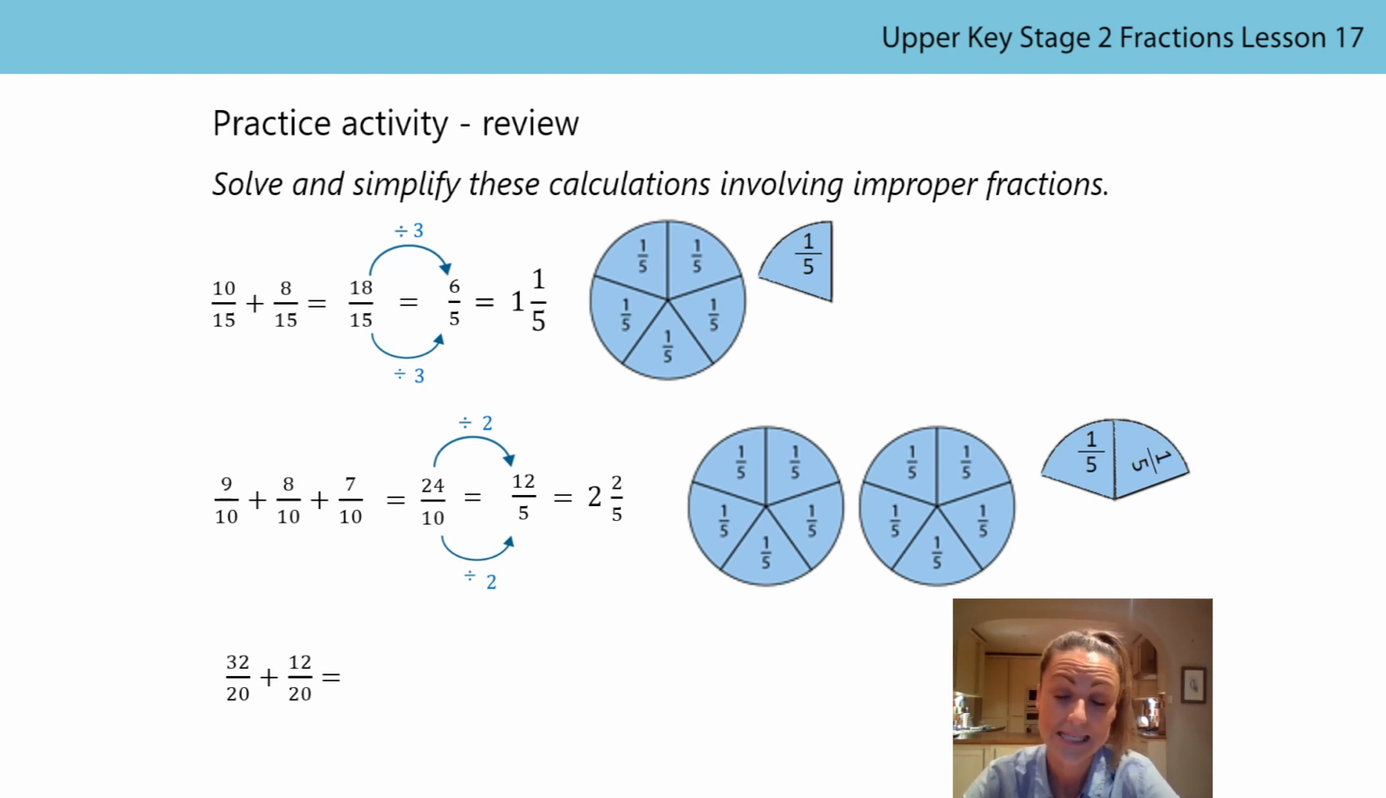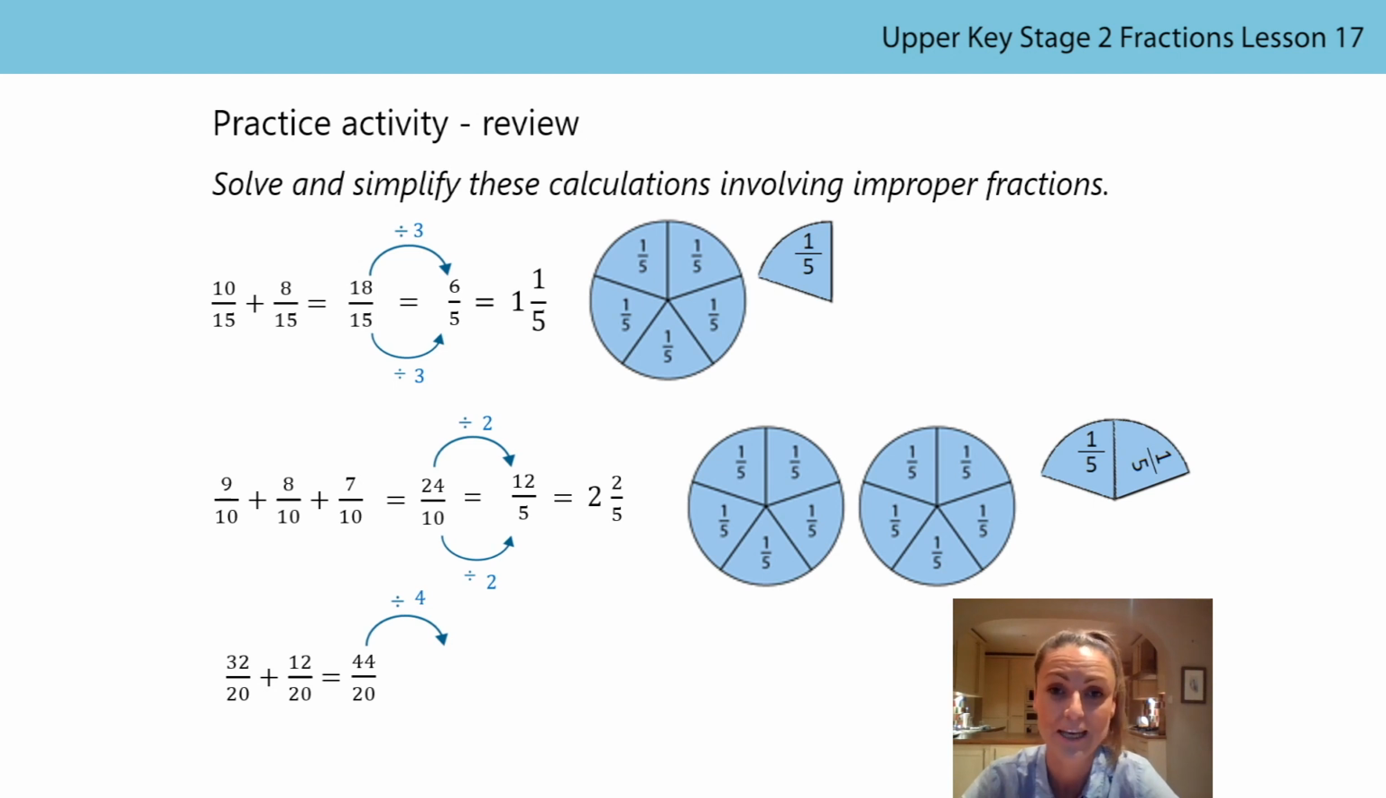Again, we are going to simplify this improper fraction. Looking at 44 and looking at 20, I know that both of those numbers are in my 4 times table, and so I can use the highest common factor of 4 to simplify. I'm going to divide both the numerator and the denominator by 4, which gives me a simplified improper fraction of 11/5.